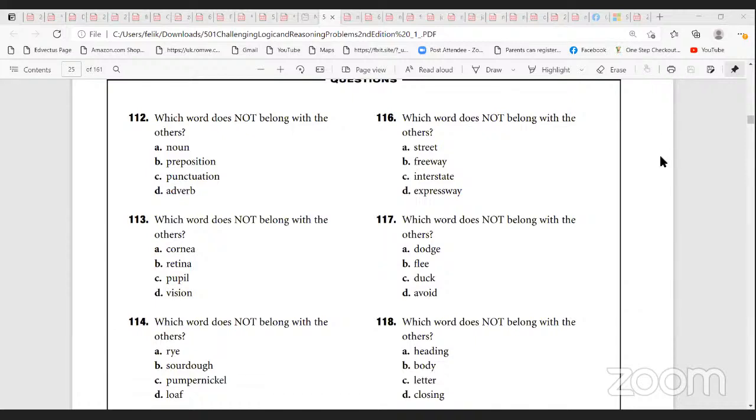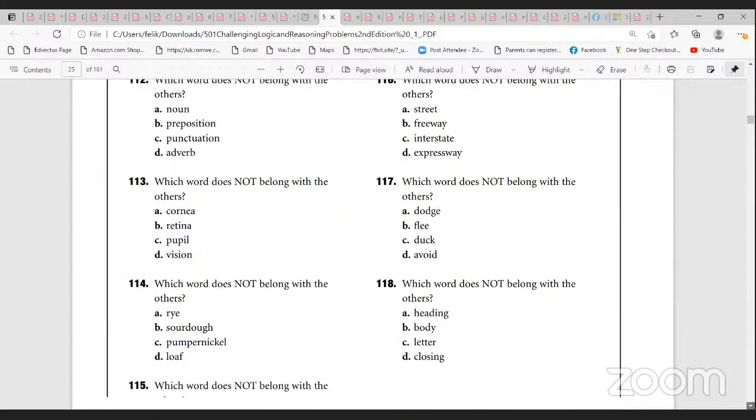Which word does not belong with the others? Dodge, flee, duck, or avoid? Is it B, flee? Why B? Because all of those things are to move your body quickly, while fleeing is running. Awesome. So dodge, duck, and avoid are all synonyms, meaning evade. So trying to avoid something, evade. But flee means to run away.